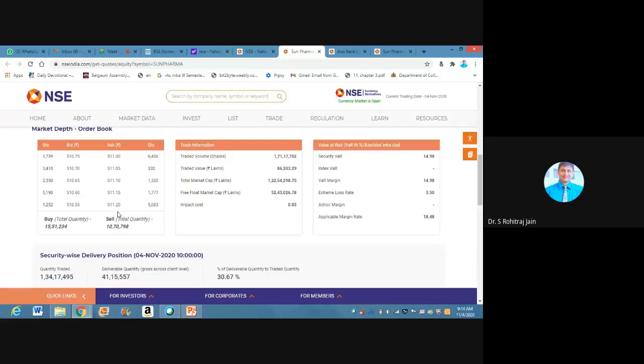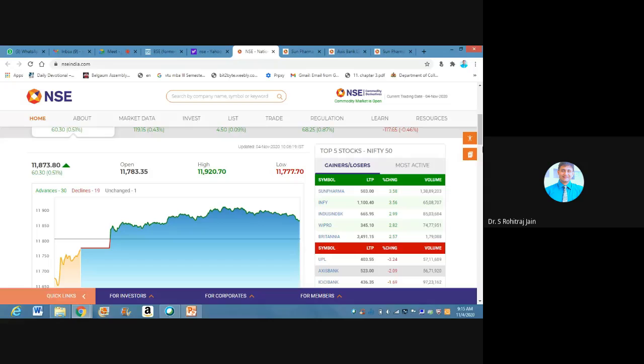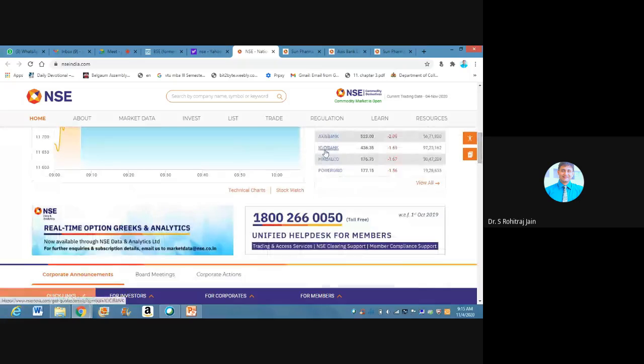What do we call this? Market depth. That is the order book. Please remember this order book. Once you go to the broker, you can ask him, okay, put me the order book of a particular company. In a similar way, I will show you now for ICICI Bank.